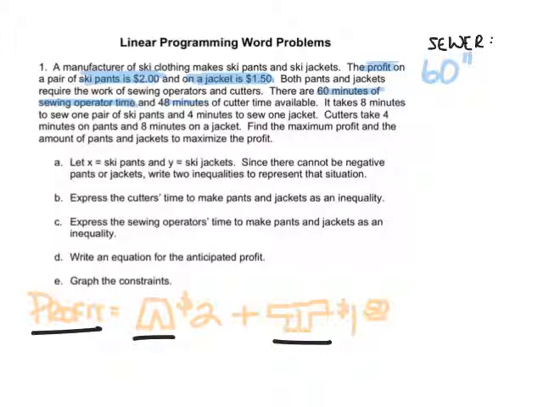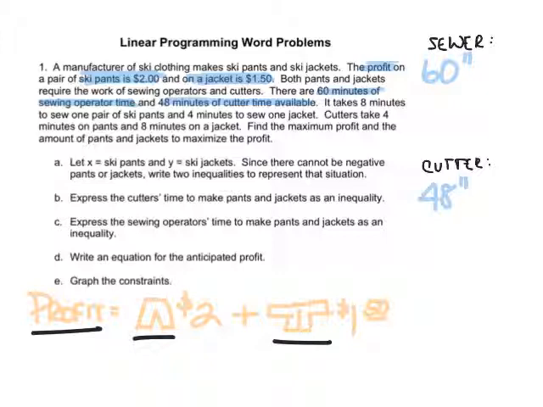And then here we've got 48 minutes of cutter time is available. Okay, so let's write that down. Here for a sewer, I know that I've got 60 minutes, and for a cutter, I know that I have 48 minutes. Now, what can they do with their time? Well, it takes 8 minutes to sew.